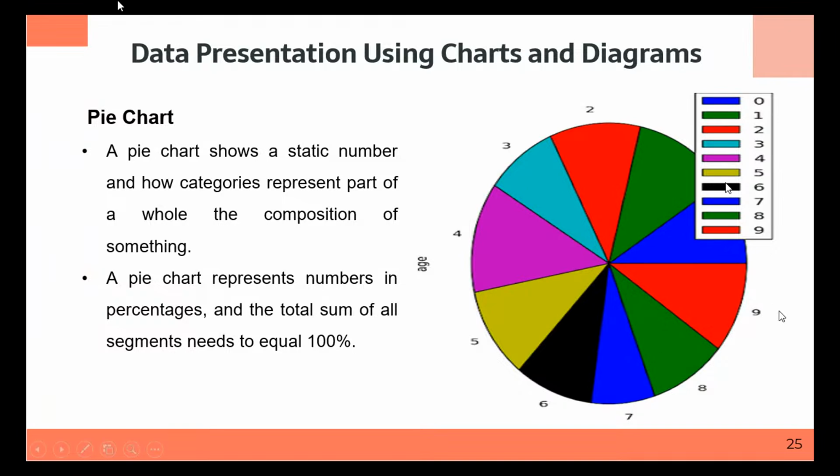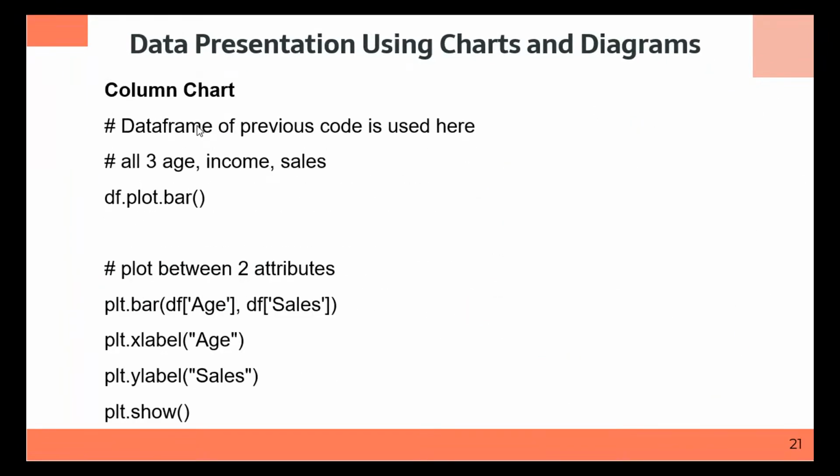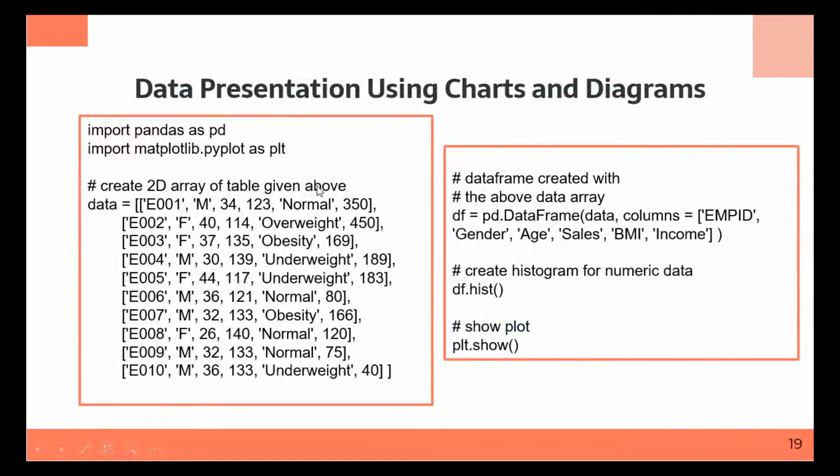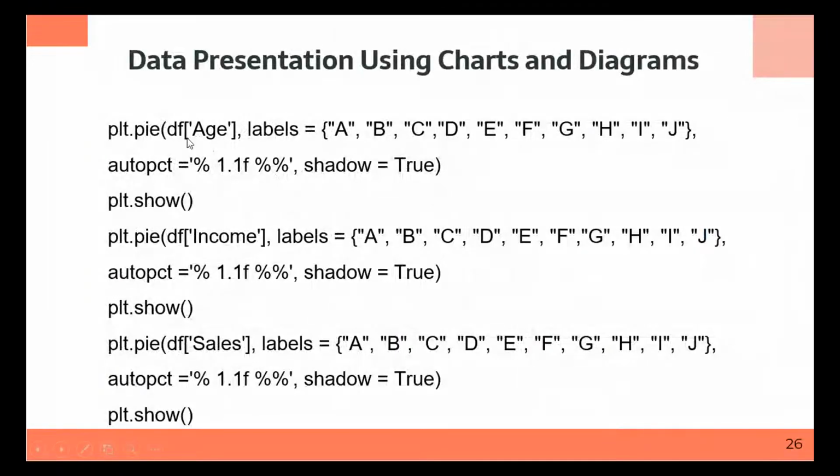These are the categories or compositions of any categories that you want to make. Here we have taken these categories: A, B, C, D, E, F, G, H, I, J. We have taken age as one of the parameters we are trying to add. The data we took from the previous program we just carried forward, with ages like 34, 40, 37, all of them. We are adding this age as the labels.